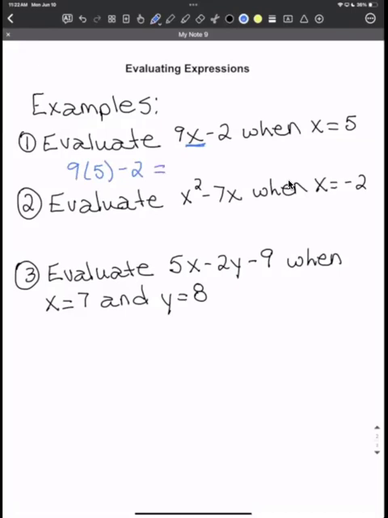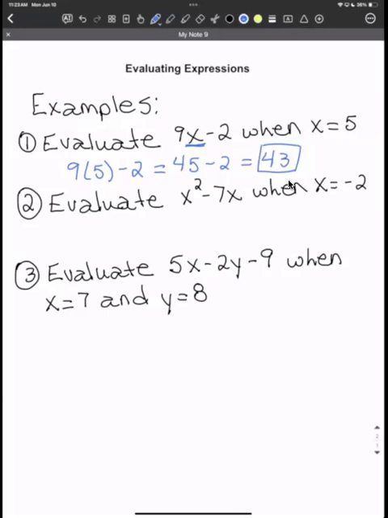So 9 times 5, well, that's 45, still minus 2. And then subtracting 45 minus 2, well, that's 43. So we get 43 is our answer. Okay, let's try the next one.